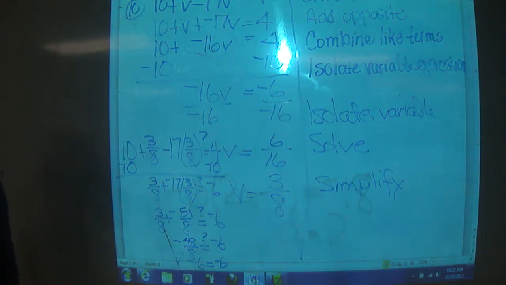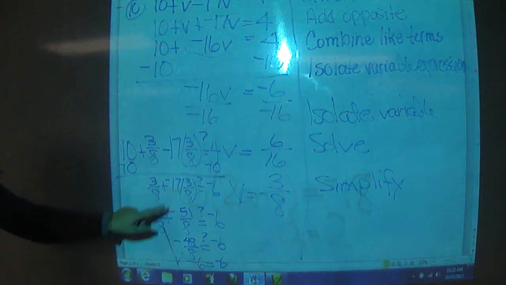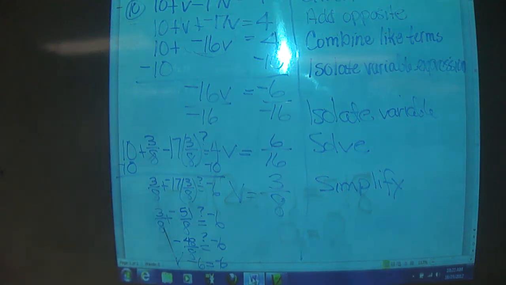Even if it's fractions, you can do it, but it's easier if you put all the fractions on one side. Did you see how it was easier that way? Oh, and was it easy to figure out 17 times 3? That was kind of cool, wasn't it? Good.